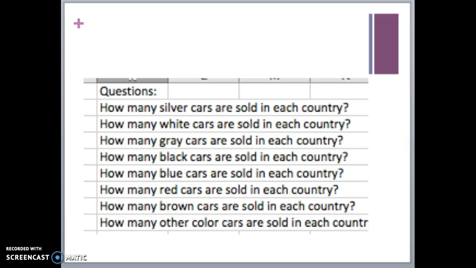So here's what we want to know by the end of the presentation. We want to know how many silver cars are sold in each country, how many white cars, gray cars, black cars, blue cars, red cars, brown cars, and other color cars are sold in each country. We also want to see a breakdown of silver color cars in graphic form.